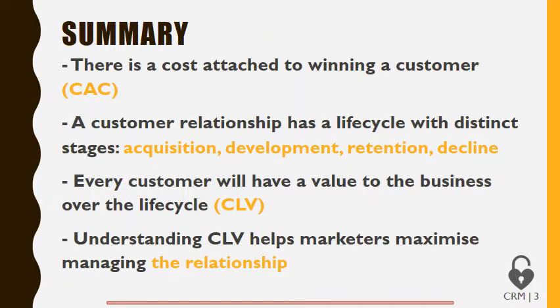In summary, we have learned that there is a cost attached to winning a customer, the customer acquisition cost, or CAC. A customer relationship has a life cycle with distinct stages. We've seen the acquisition stage, the development stage, the retention stage, and then the decline. We've learned that every customer will have a value to the business over their life cycle, their CLV, customer lifetime value. And understanding CLV helps marketers maximize managing the relationship, considering it to be an asset that is managed over time.